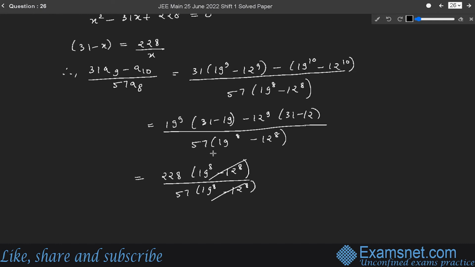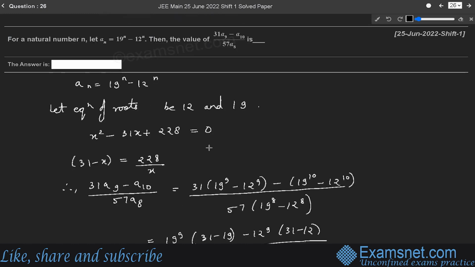So this value will be cancelled. 228 upon 57 will be equal to 4. Hence, we can say that the correct answer for this question is 4. I hope this question is clear to you.